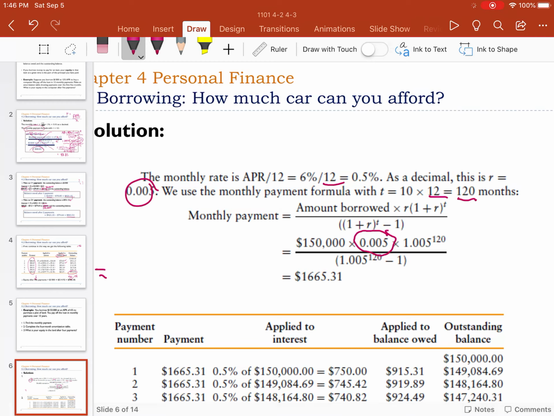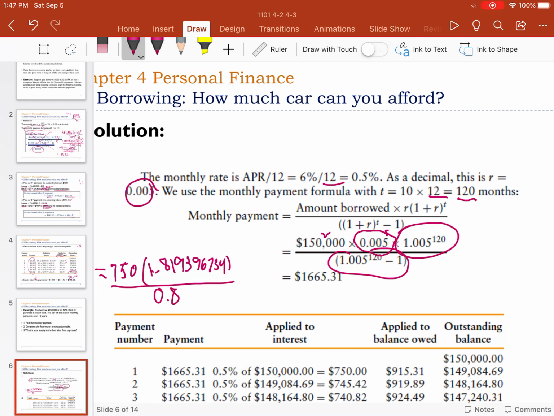If you have 150,000 times 0.005, those numbers worked out to be 750. And then this 1.005 to the 120th power is 1.819673 4. And we have to subtract 1. It's the same thing down below, except we subtract 1. So this 1 comes off and it becomes a 0.819, and then ditto marks. And that was a 734, by the way, in case you haven't checked it with your own calculator.